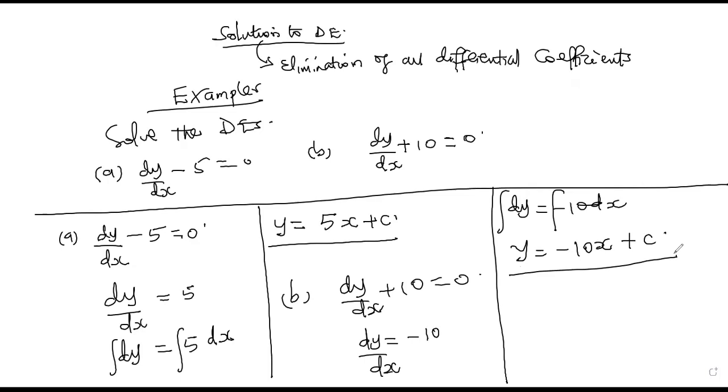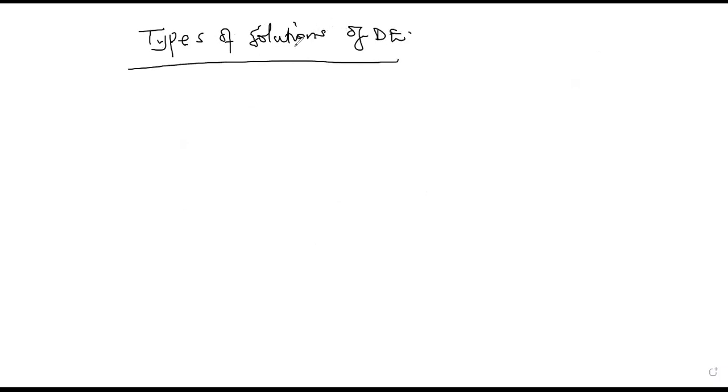But these solutions have got different types. We have what we call a general solution and a particular solution. So let's now go to a section that tells us the types of solutions of a differential equation. Types of solutions of differential equations. Now, the types of solutions, they are just two. The first one is called a general solution.